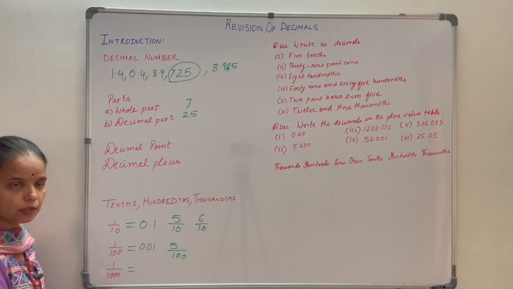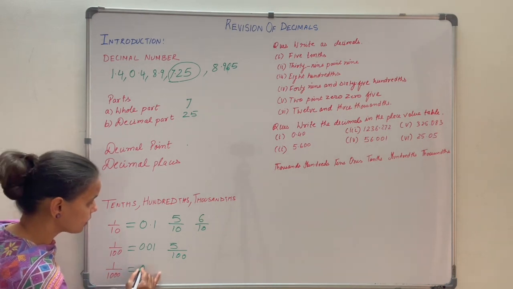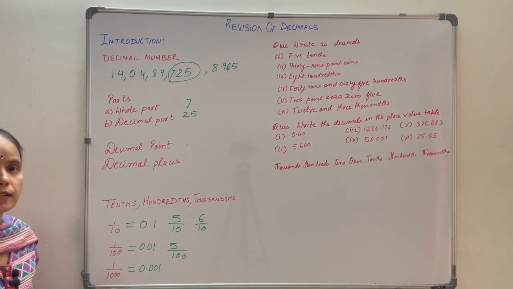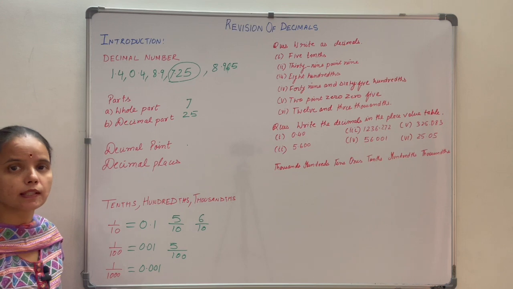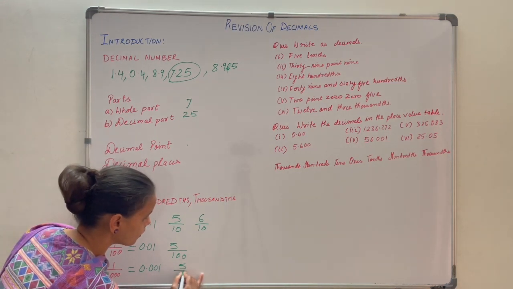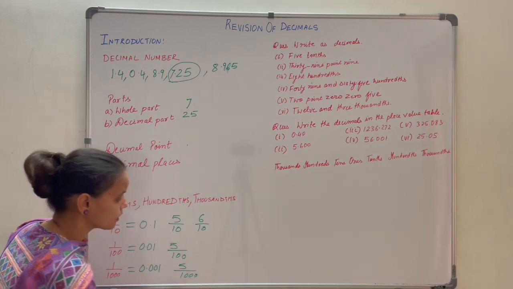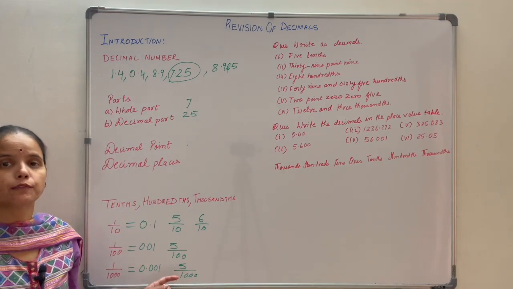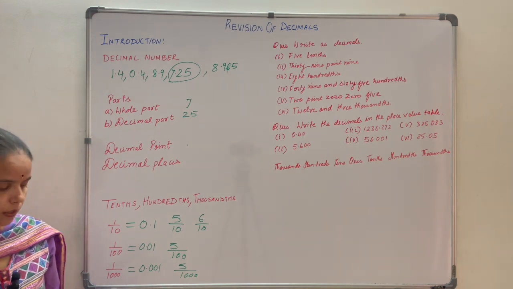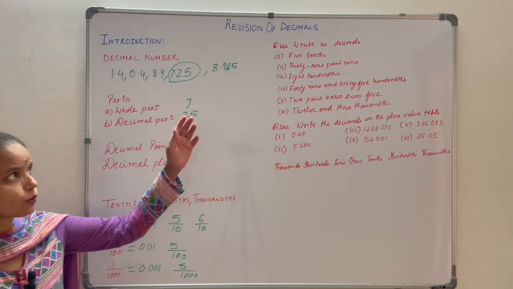1 upon 1000, it can be written as 0.001. So this is read as 1/1000th. If I write 5 upon 1000, then it is read as 5/1000th. Like that, we read it out. So let us take these questions.